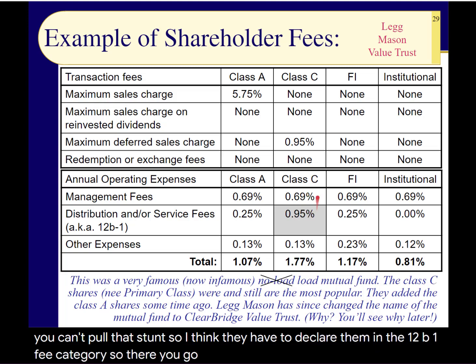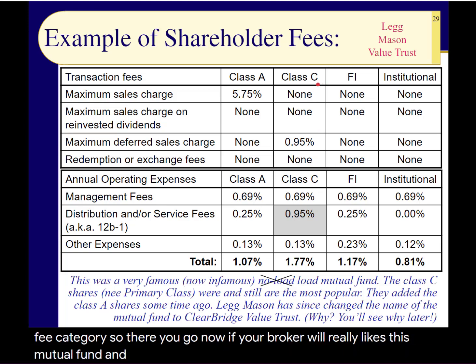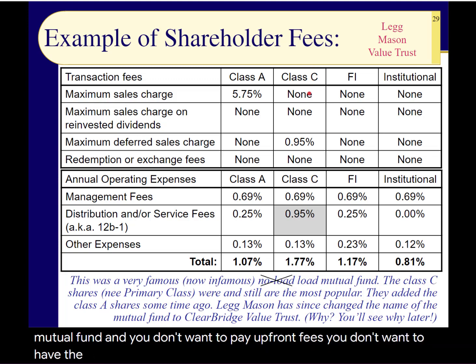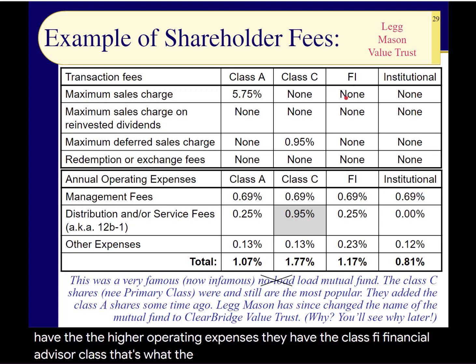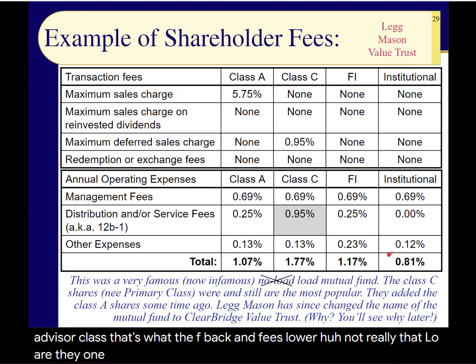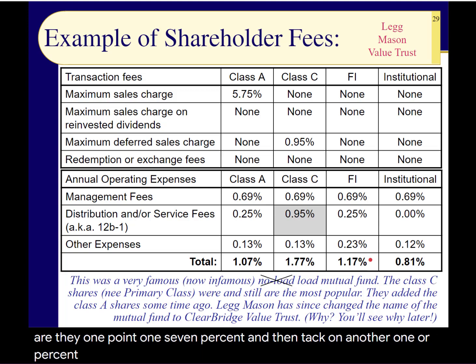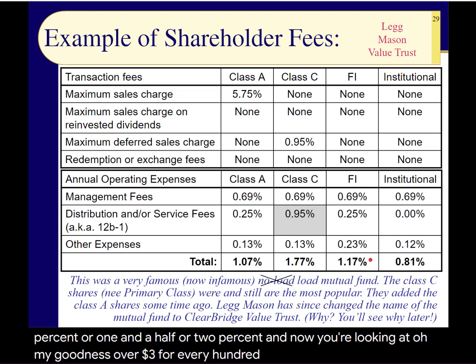So there you go. Now, if your broker really likes this mutual fund and you don't want to pay upfront fees, you don't want to have the high operating expenses, they have the Class FI, Financial Advisor class. That's what the FI stands for. No upfront fees, no back-end fees, low. They're not really that low, are they? 1.17%. And then tack on another 1% or 1.5% or 2%. And now you're looking at, oh my goodness, over $3 for every $100 in the account.